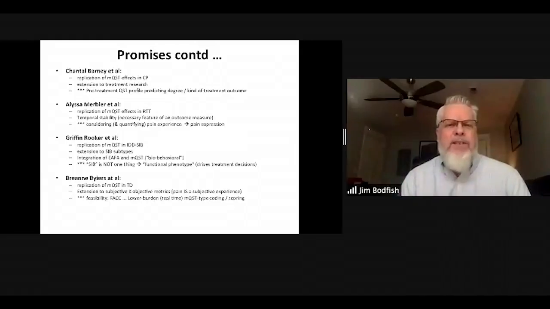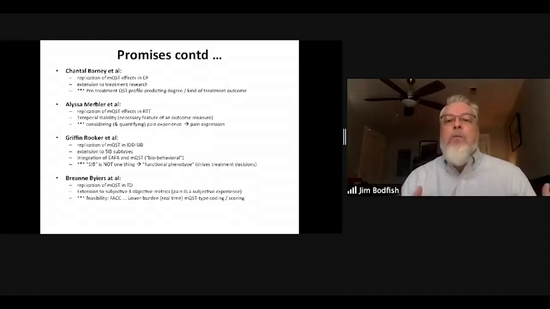And the take-home message here, really following from much of the work that he and his group have done, very clearly showing us that SIB is not one thing, and that you can use this method to validate these functional phenotypes that could drive treatment decisions.